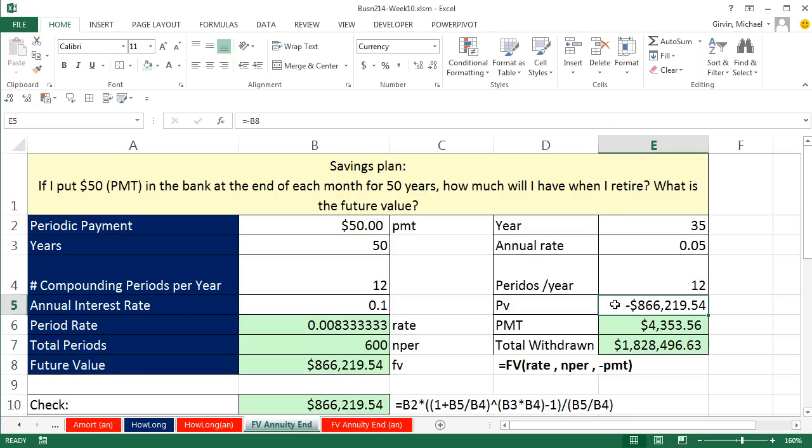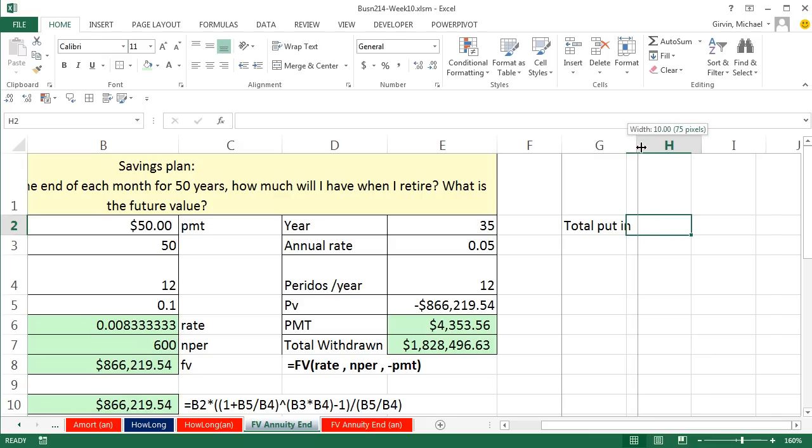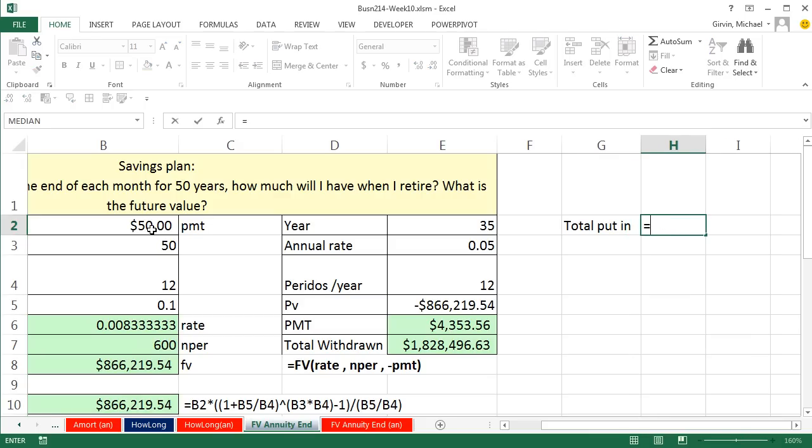So even when you retire and have $866,000 on the day you retire, just from putting $50 a month away, you're still going to get $4,000 each period, and that's a total of $1.8 million. You know, we could actually do one final calculation. I'm going to scroll over here and say total put in. And that just means how much did I actually put in. Guess what? This is going to be really small, $50 times the 35 years times the 12 months. You got to be kidding, $30,000. And total withdrawals after all those years, $1.8 million. That's the power of compound interest.